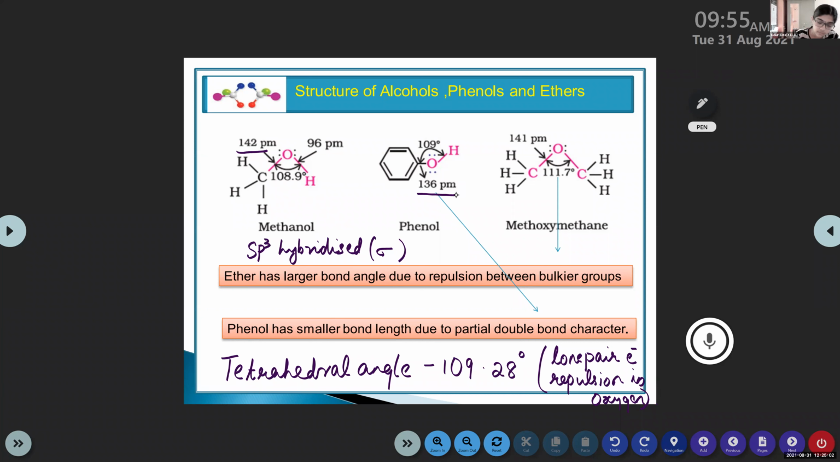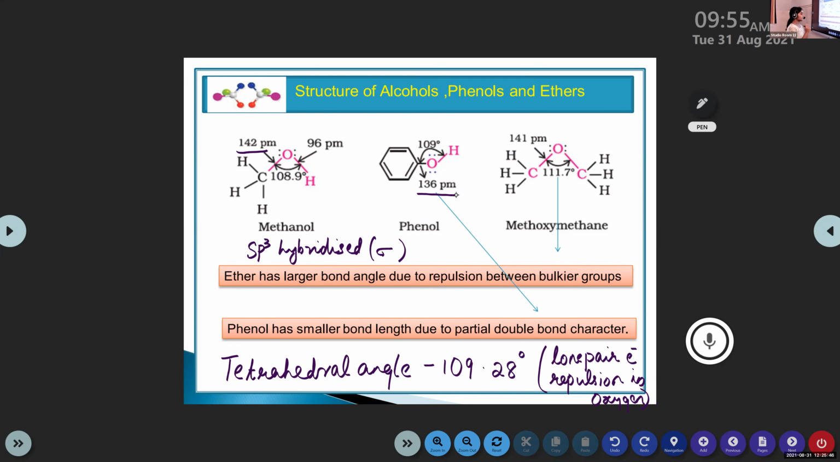Yes, ma'am. Okay. Then the third one, in the case of methoxymethane or in the case of ether. Here also you can see in oxygen there are 4 electron pairs, right? 4 electron pairs. And here the bond angle is larger compared to the others, right? Slightly greater than the tetrahedral angle. I told you the value of tetrahedral angle, it is 109.28 degree, right? But here when you look at the angle in the ether, it is 111.7 degree.